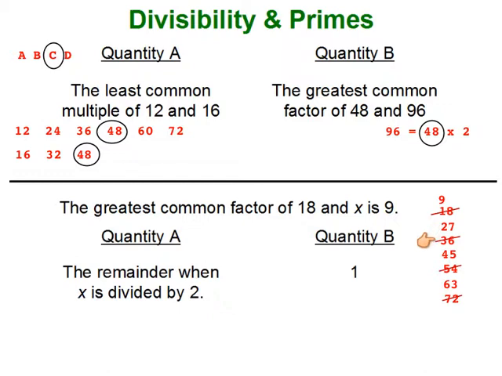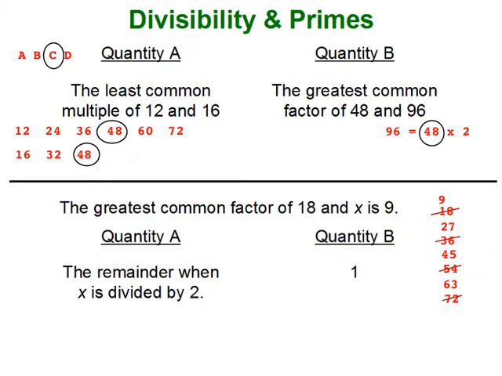It cannot be 36, because 36 has 2 18s in it. It could be 45. It can't be 54, because 54 has 3 18s in it. It can't be 63. And it can't be 72, because 72 also has 18 in it as well. And we could keep going, but by the time we get out to 6 or 7 examples like this, we should be able to see a pattern here. And what you may notice is that x can only be odd multiples of 9.